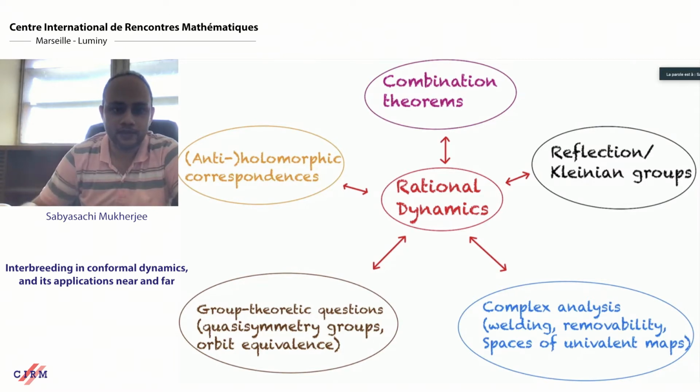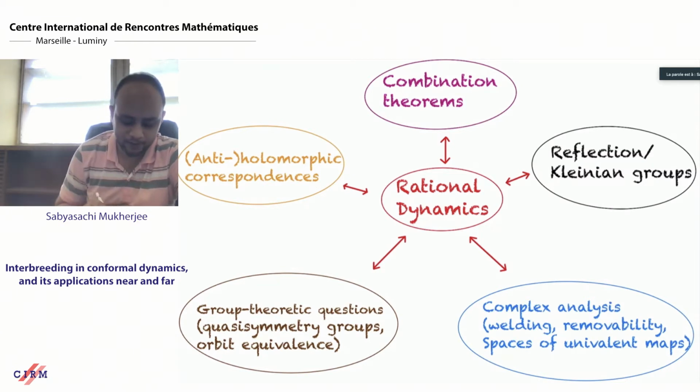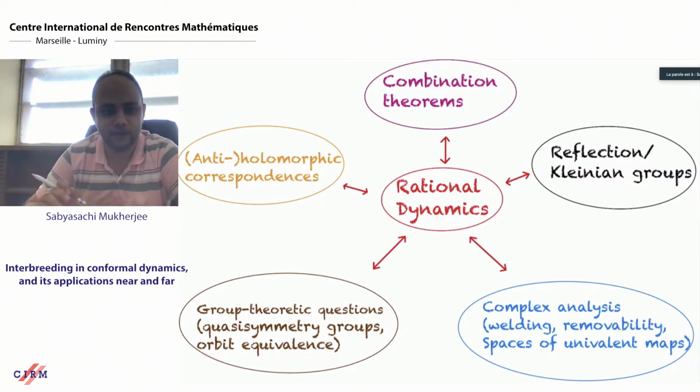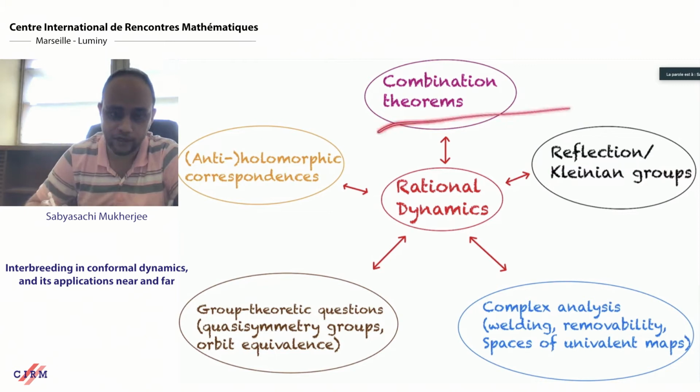Along the way, the tools that we will develop will have applications to various topics in complex analysis, such as welding and conformal removability and so on. There are also applications of this line of ideas to correspondences, both holomorphic and antiholomorphic, but today I'm not going to touch that topic at all. There are also links with some group theoretic questions like groups of quasi-symmetries of certain fractals. And probably the farthest topic from rational dynamics is that of orbit equivalence, a notion that appears in group theory. If time permits, I'll say something about some applications of our combination theorem framework to questions in orbit equivalence.